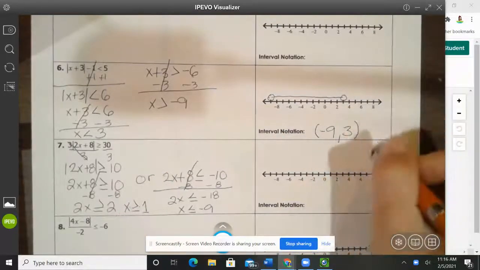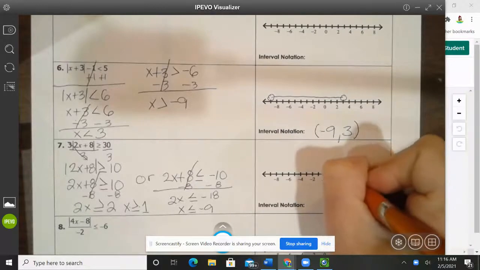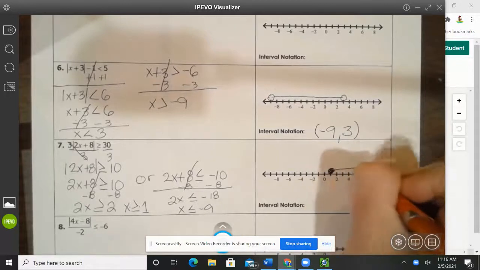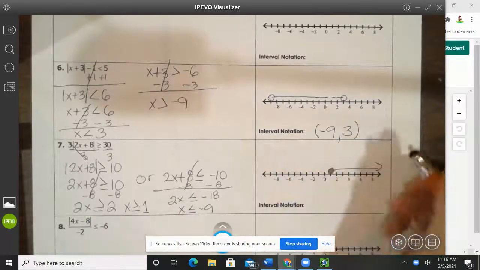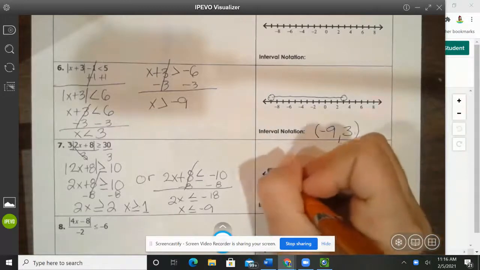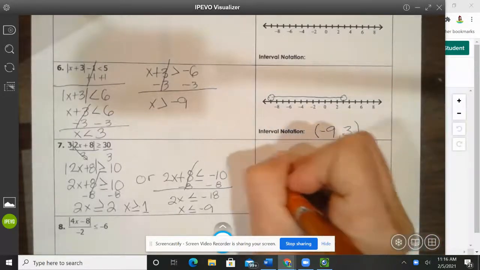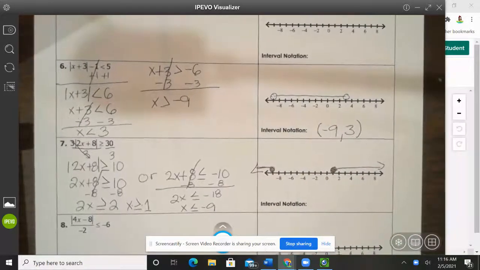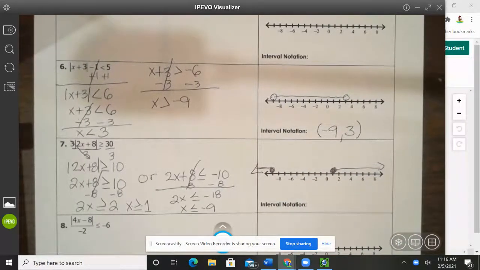So I find 1. It's right here. It's a closed dot because it has an equal sign, and then it goes greater than. And then I have negative 9. Negative 9 is over here, it's closed, and it goes this way. And I am done.